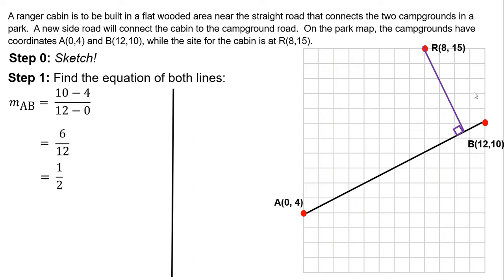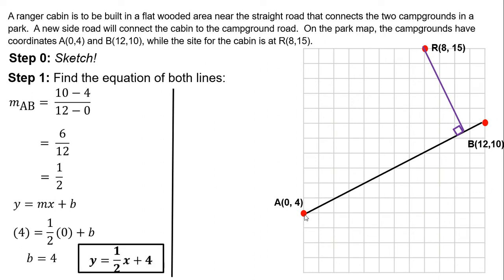I could also use the slope formula. I reduce the fraction. Again, that makes sense. I'm going up 1 over 2. My equation of the line, my target form, is y = mx + b. I could plug in either point. Here I've plugged in (0, 4) for x and y. So b is 4. And maybe you saw that b was 4 right away because point A is actually the y-intercept. So my equation for the black line is y = 1/2 x + 4. It starts at 4. It's going up 1 over 2.